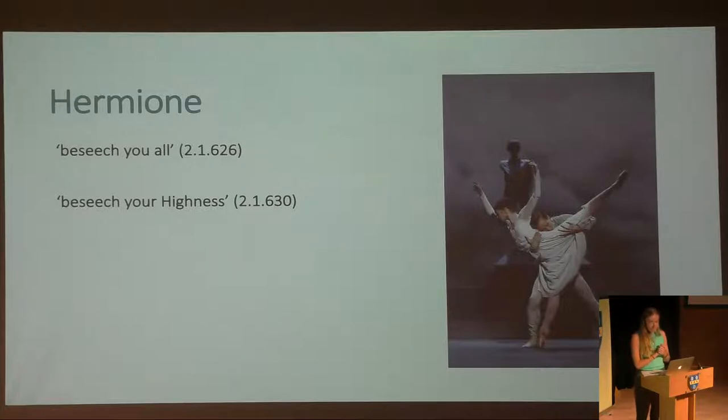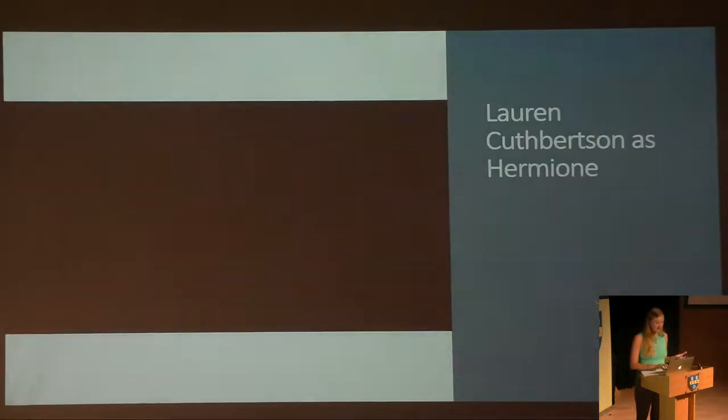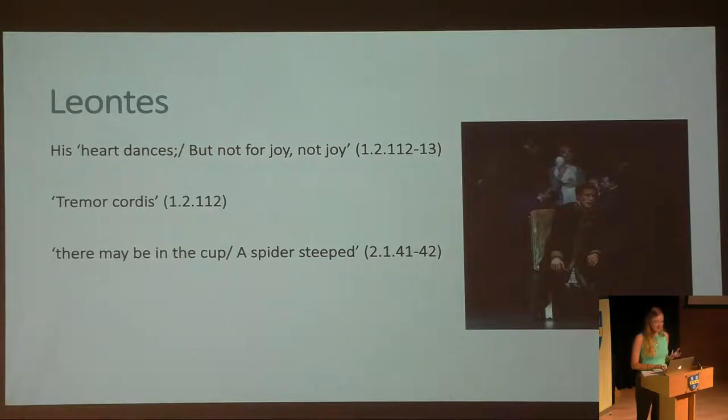Okay, beseeching's a fairly simple thing to convey through words, and it could just be transposition. But The Winter's Tale has at its core an emotion that's much more difficult to literalise physically, which is jealousy in the form of Leontes. Jealousy is predicated on inwardness. It's more at home in a verbal soliloquy than in an external gesture.